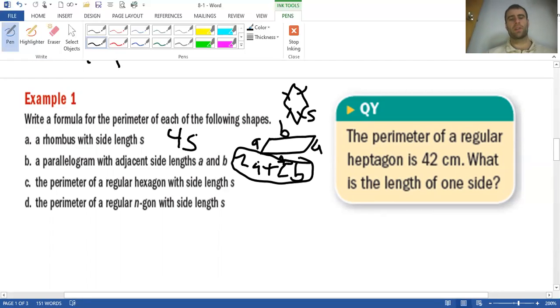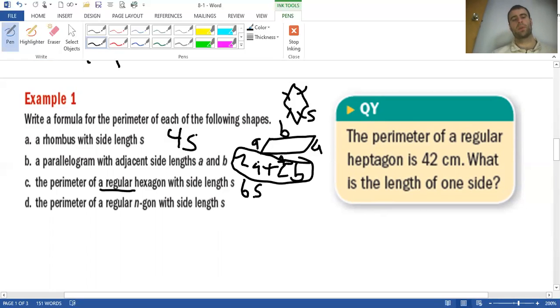The perimeter of a regular hexagon with side length s. Regular means that the sides are all the same length, as well as the angles all having the same measure. So the sides are all the same length. Hexagons have 6 sides, so this would be 6s.